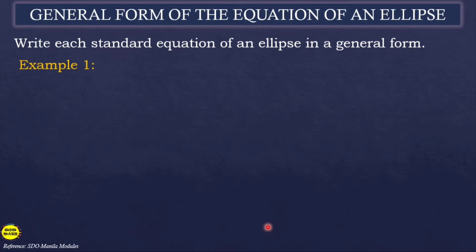So write each standard equation of an ellipse in a general form. So we have the quantity of x minus 2 squared over 27 plus the quantity of y plus 5 squared over 9 is equal to 1. So yung unang gagawin, gagamitin natin itong dalawang denominator sa pag-multiply sa lahat ng side ng equation natin. So ibig sabihin, itong dalawa imumultiply natin dito, ganun din dito at kay 1.